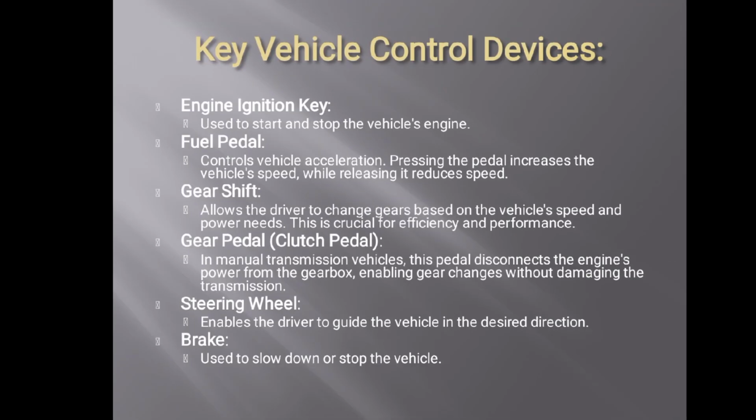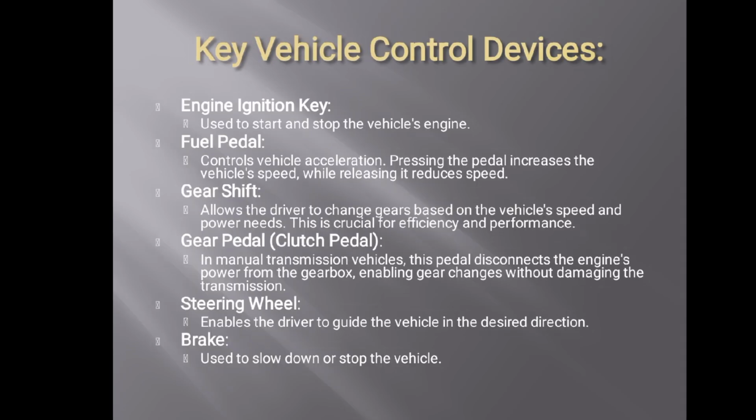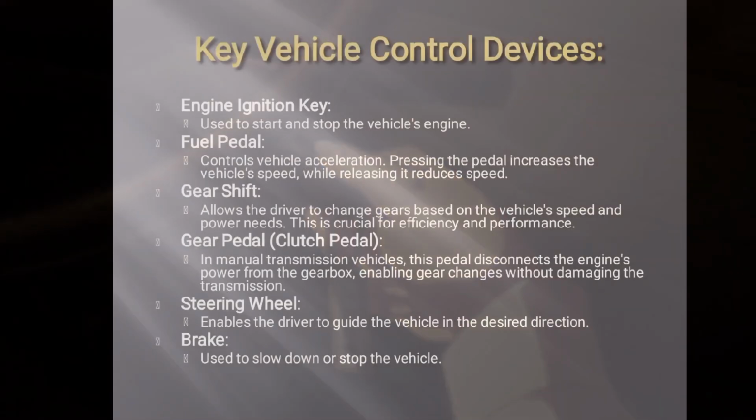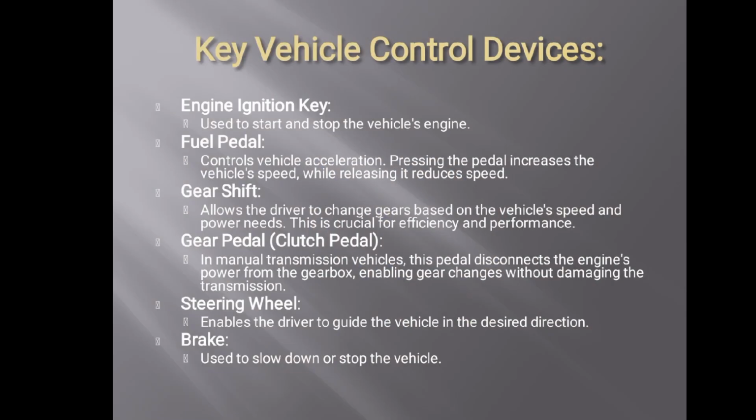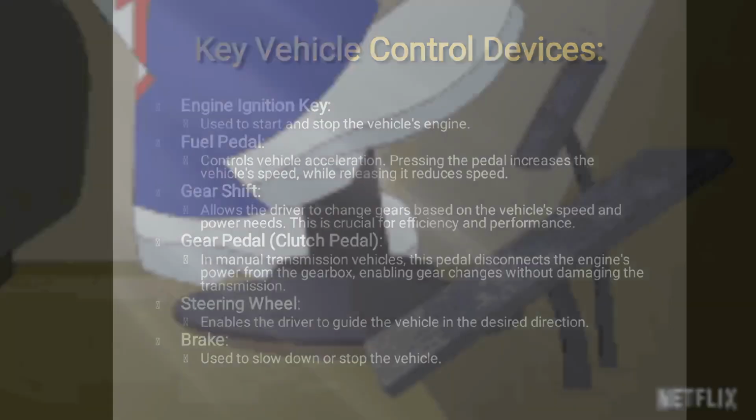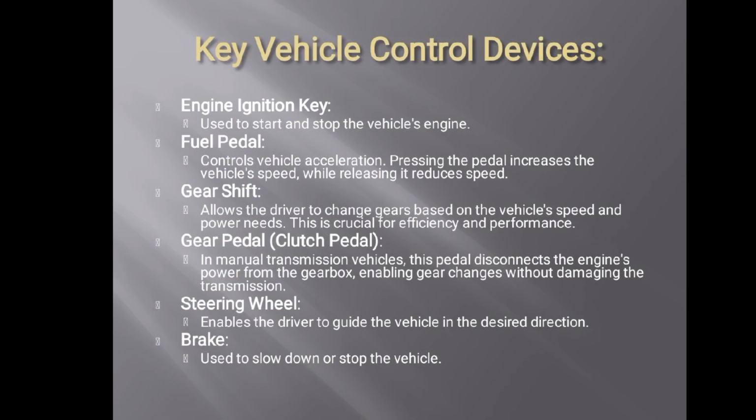Now let me introduce you to the key vehicle control devices. First, we can mention the ignition key itself, because it is used to start and stop the vehicle's engine. The other is the fuel pedal. It is one of the control devices because it controls the vehicle's acceleration. Pressing the pedal increases the vehicle's speed, while releasing the pedal reduces the speed.